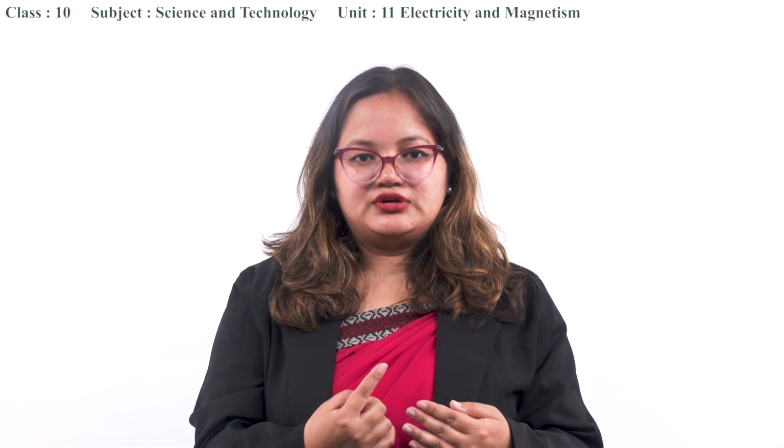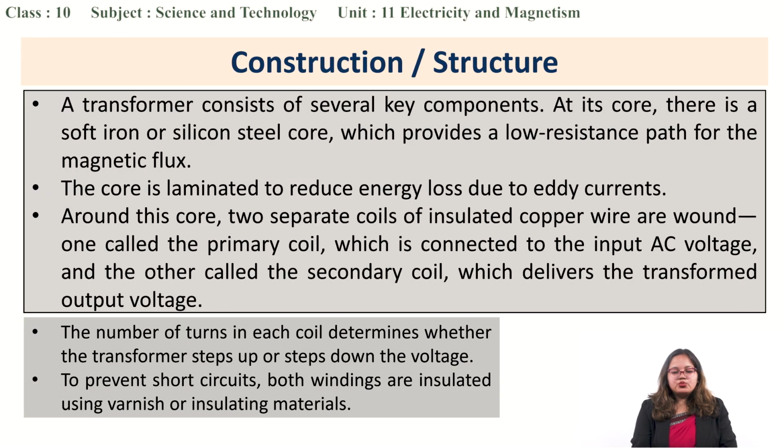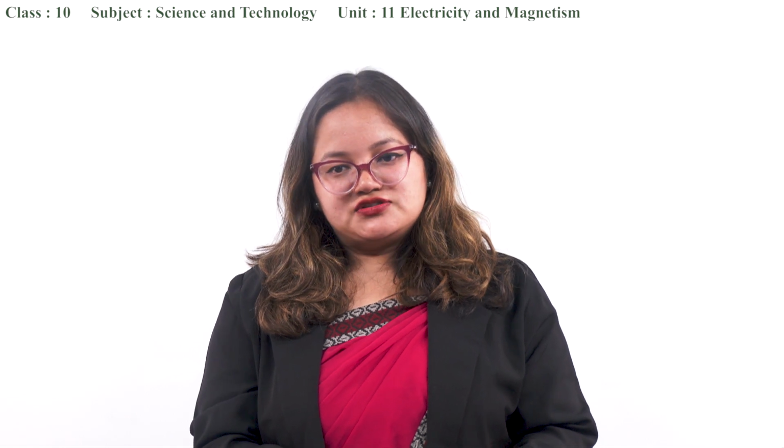primary and secondary coils. Okay, so last one, to prevent short circuits, both windings are insulated using varnish or insulating materials. So I already mentioned that as well. The conductor or the coil that we use to make turns in the coil or to make the windings, they are insulated and they are kept a bit further apart, so no short circuit happens during its working. So we know the construction of the transformer now.